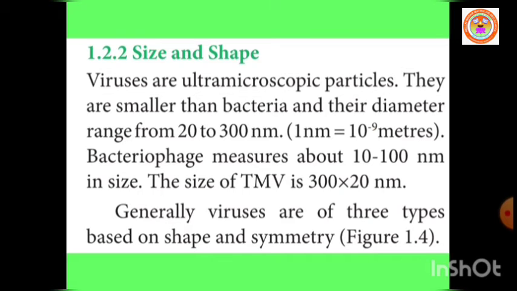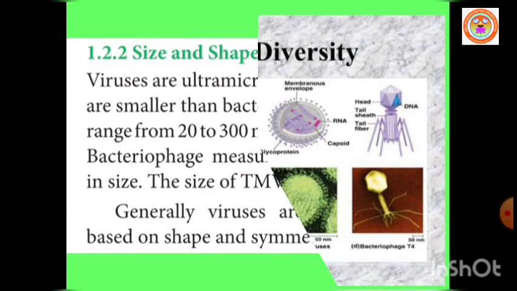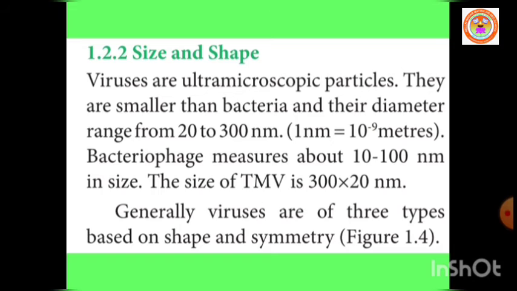Imagine, 1 nanometer is equal to 10 to the power of minus 9 meters. Bacteriophages, the viruses which infect and damage bacteria, are about 10 to 100 nanometers in size. Tobacco mosaic virus, which is cylindrical in nature, has a length of 300 nanometers and a diameter of 20 nanometers, that is 300 by 20 nanometers.